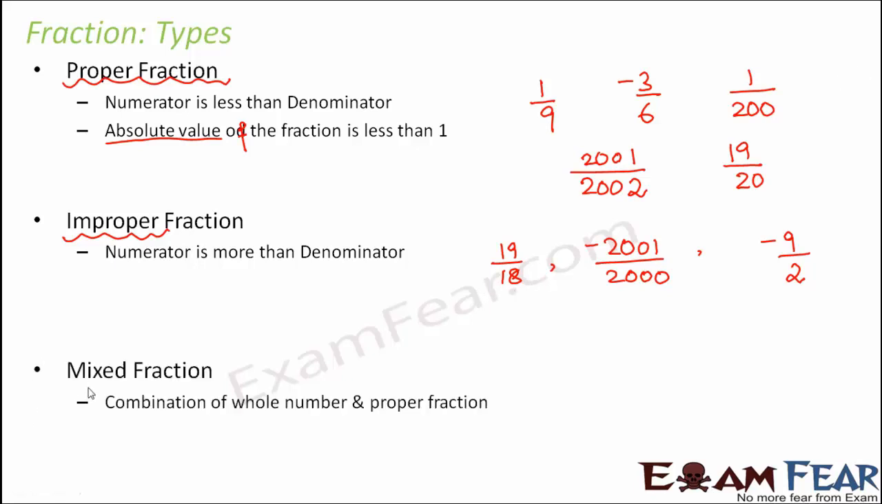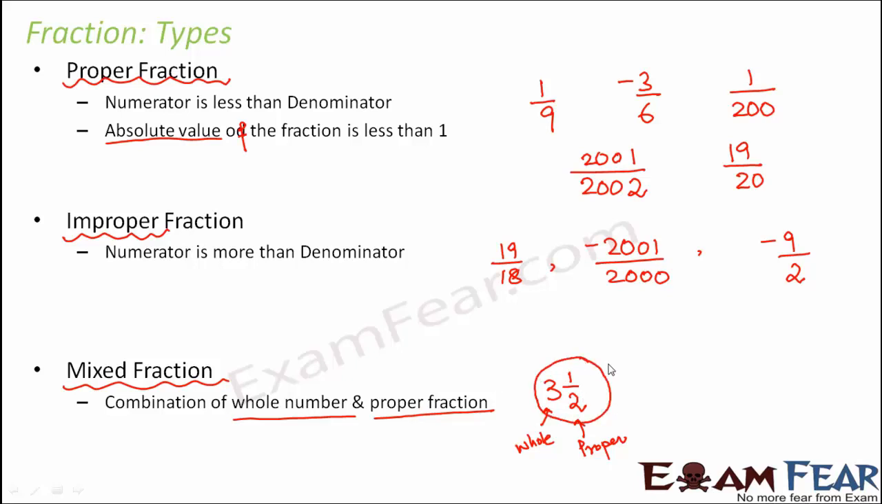And the last one is mixed fraction, which is neither a proper fraction nor an improper fraction. So what it is basically a combination of whole number and proper fraction. So something like this. Let us look at some examples. Say 3, 1 by 2. What is this? Here 3 is a whole number and 1 by 2 is a proper fraction. So 3, 1 by 2 is a mixed fraction. So this as a whole is a mixed fraction. Similarly, you think of minus 7, 3 by 4. You can think of 3, 1 by 10, 1 by 100. So these are all examples of mixed fraction.